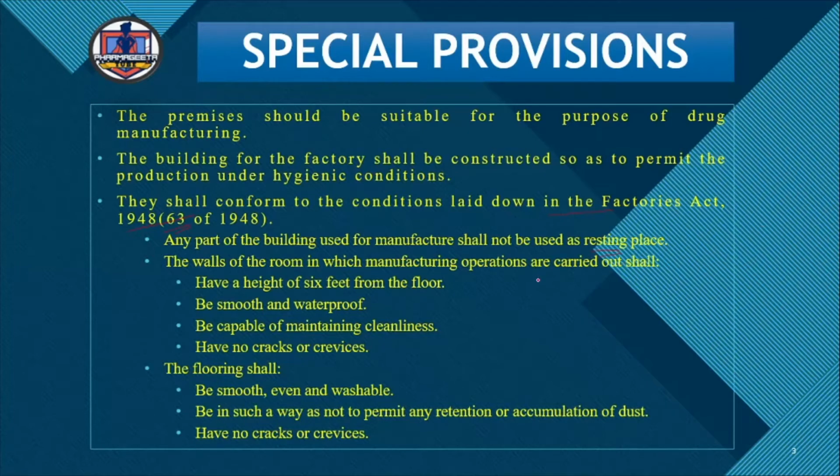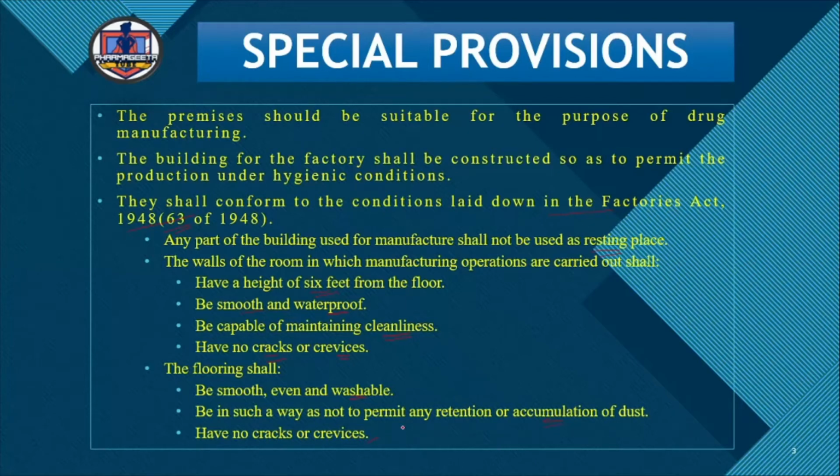The walls of the rooms in which manufacturing operations are carried out shall have a height of 6 feet from the floor, be smooth and waterproof, be capable of maintaining cleanliness, and have no cracks or crevices. The flooring shall be smooth, even and washable to maintain cleanliness mainly, be in such a way as not to permit any retention or accumulation of dust, and have no cracks or crevices for the accumulation of contaminants.